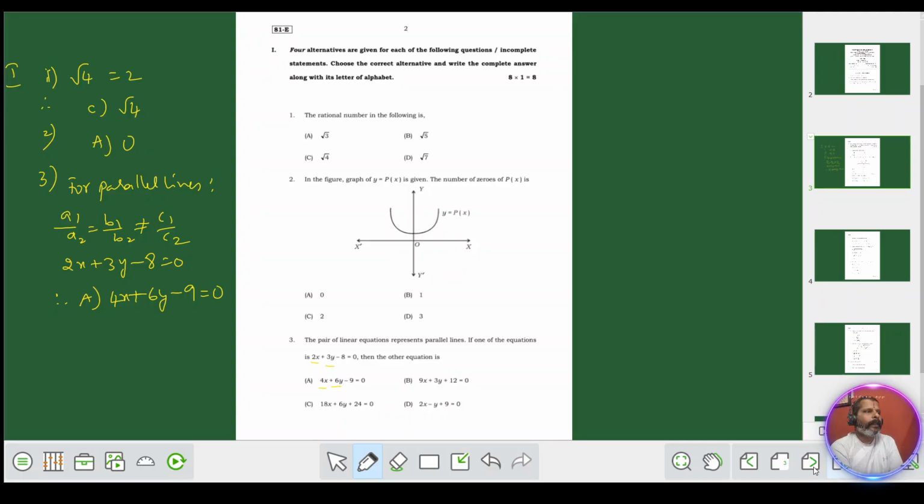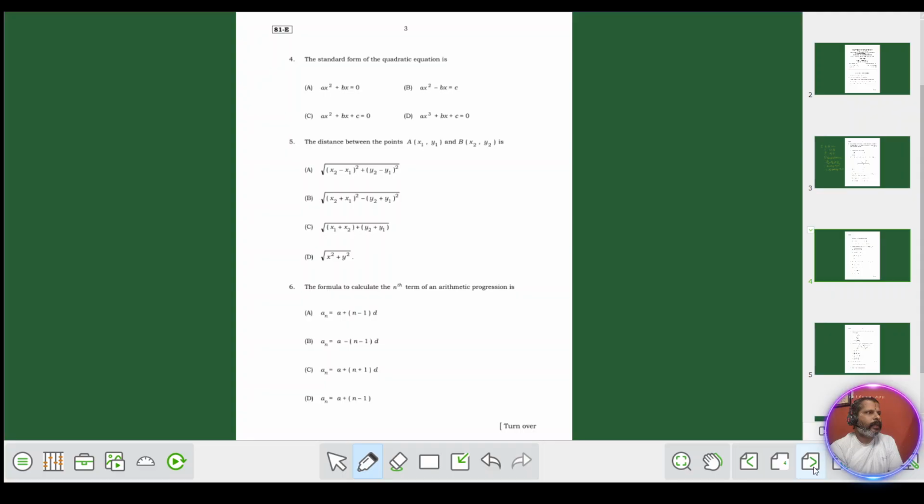The fourth one, the standard form of the quadratic equation. It's again a direct formula. It is C, ax square plus bx plus c is 0, right? The distance between the points is again a formula which is the answer: square root of x2 minus x1 whole square plus y2 minus y1 whole square. I'm just writing the answer here. You have to write the full thing here.